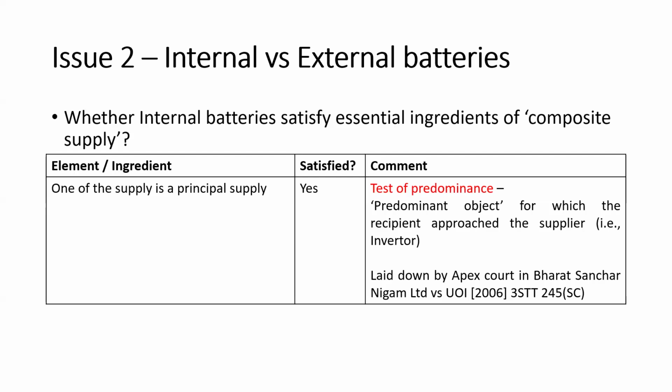Just because it is sold for a single price does not make it composite. Just because the customer always wants both of these articles does not make it a composite supply. They can both be independent supplies. Now we take a parallel. In an apartment, there is what is called a preferential location charge: park facing, highway facing, garden facing, swimming pool facing.